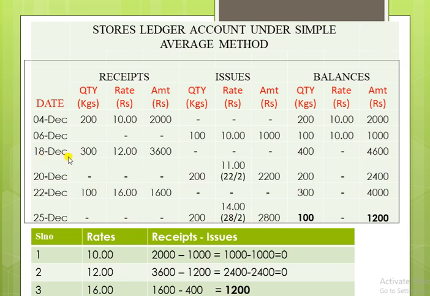The next transaction is on 18th December, that is 300 at rupees 12, that is 3600. Now you have to add it. Quantity plus quantity: if purchases or receipts have been made, you have to add; if issues have been made, you have to deduct. So that is 100 plus 300, it will be 400, and 1000 plus 3600, it will be 4600.